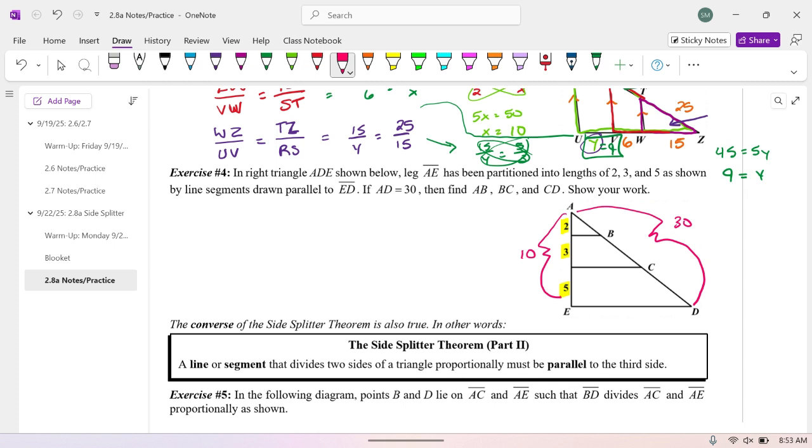Now, currently, right now, we don't have enough information to use side splitter theorem yet. But we can still use similar triangle theorems. All right, specifically the sides are proportionate to the other. So, given the triangle AED, which side length would be the easiest to find? Just knowing the fact that they have to be proportional. So I'll give you a hint. We're using the proportion 30 over 10.